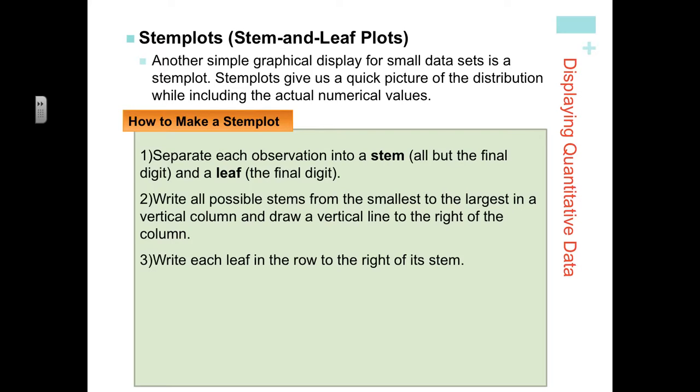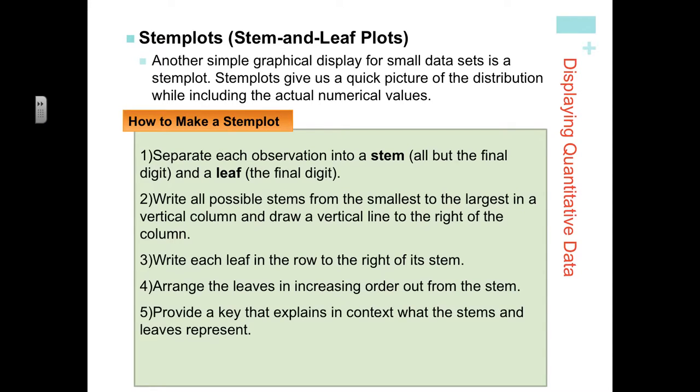25, the stem to the left, and to the right of the vertical line would be its leaf, and that would be the 3. We'll then arrange the leaves in increasing order out from the stem. So if I had to do 253 and 256, I would write 2, 5. Next to it, on the other side of the line, would be the 3. Next to that would appear the 6. You also have to provide a key that explains in context what the stems and leaves represent.